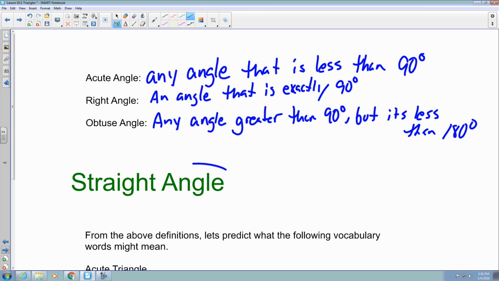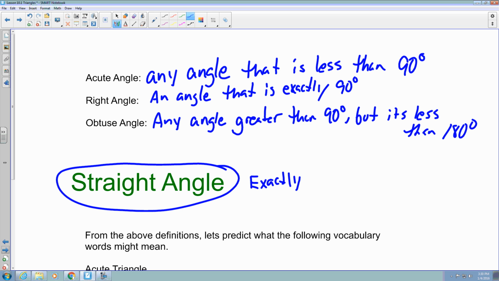Straight angles, just like right angles, have an exact number. This angle is exactly 180 degrees, which means it's a straight line. So it looks something like this. Anytime you have a straight line, whether it's horizontal, vertical, diagonal, whichever way it is, that is a line that is exactly 180 degrees.